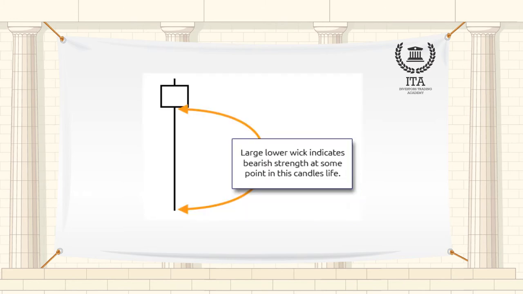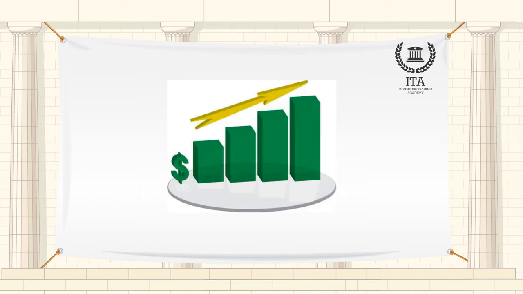Two additional things that traders look for to place more significance on the pattern are a long lower wick and an increase in volume for the time period that formed the hammer.